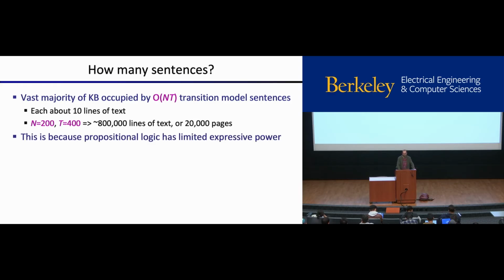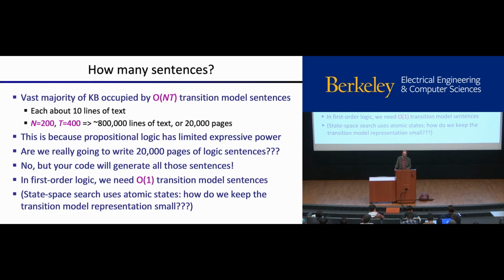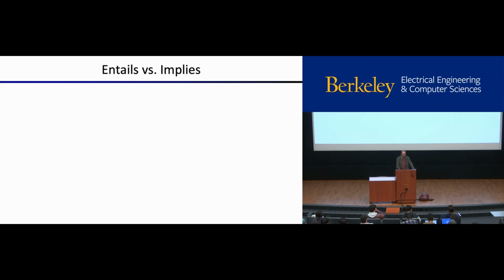And this is because, as I've been complaining about, propositional logic has limited expressive power. We're not going to write that. We're going to generate them with code. In first-order logic, you only need kind of a constant number of transition model sentences. So, I'm going to skip this, actually. Maybe we come back to it later.